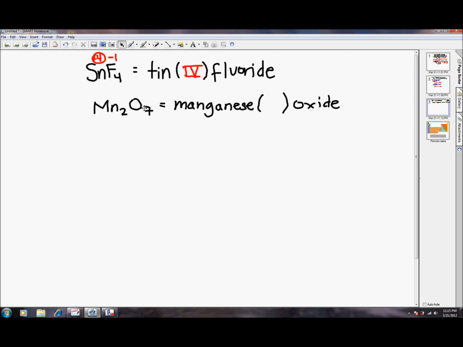Now to figure out the Roman numeral, let's go back and take a look at the formula. Look at the order. It's 2, 7, which means that the oxidation numbers were in the opposite order. So this had to be 7, and this had to be the 2. So that's the metal, so it's positive, and that's the non-metal, so it's negative. So this right here is the oxidation state, which means that this is a Roman numeral 7.